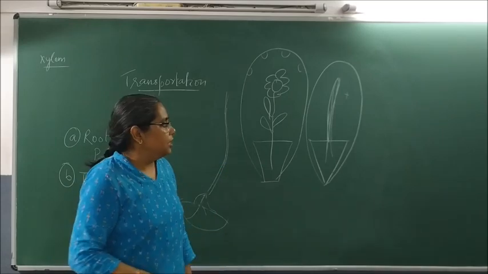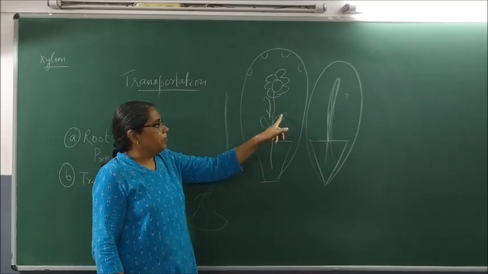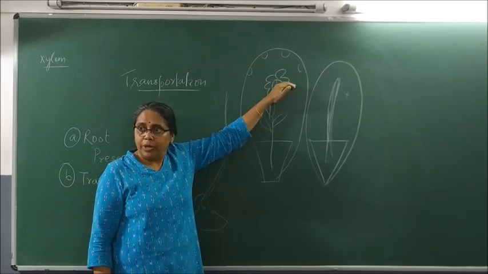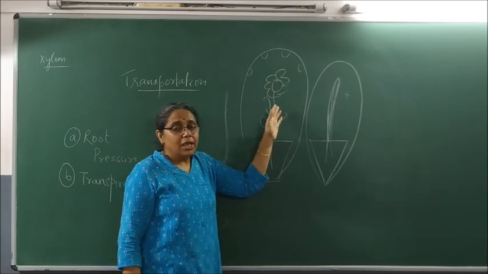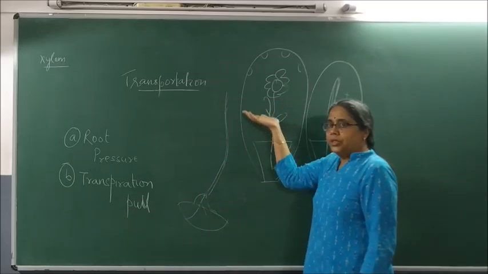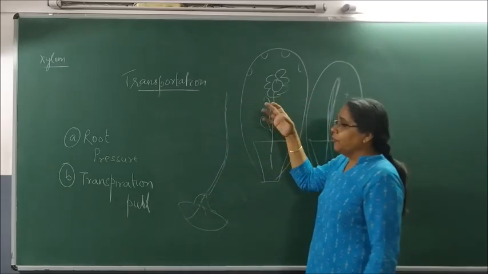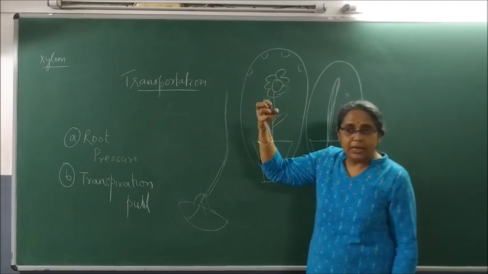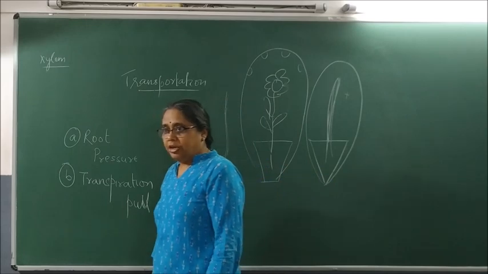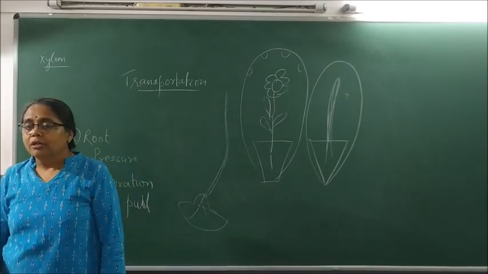So what happens is, from the aerial parts of the plant, water starts evaporating in the form of water vapor. So this loss has to be fulfilled by the water which comes from the root. This kind of a pull which is created by the aerial parts of the plant is called what pull? Transpiration pull. Clear? Now write.